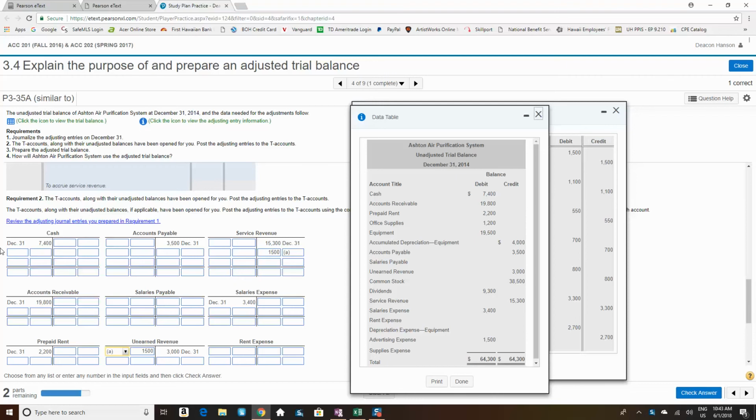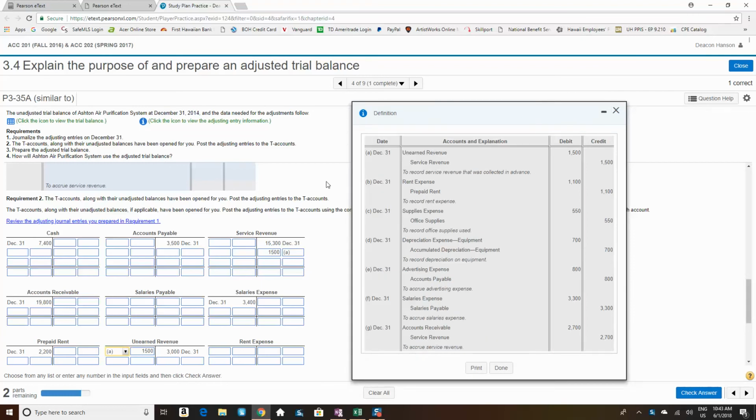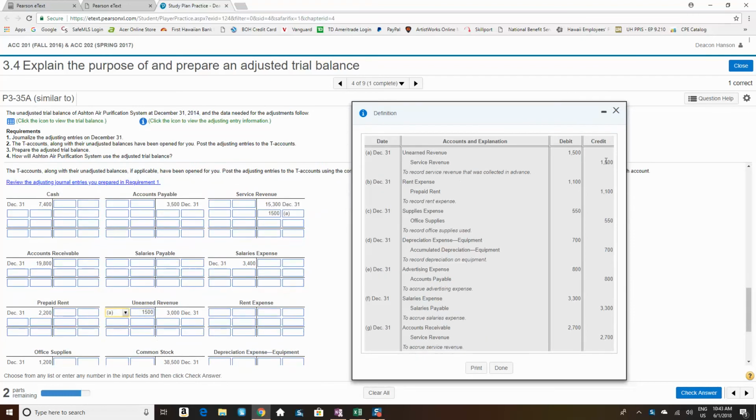I'm going to scan a couple of them here. Cash on December 31st starts out with a $7,400 debit balance. That's agreeing with what's on that unadjusted trial balance. It's the same with accounts receivable, 19,800. So I'm fairly confident that I don't have to go through and make sure that the beginning balances are in every account. It looks like the beginning balances are there. So really my task now is to post these entries.